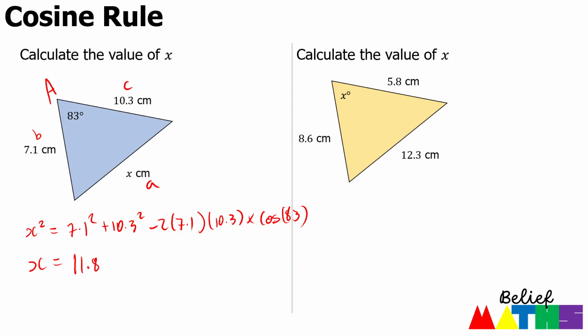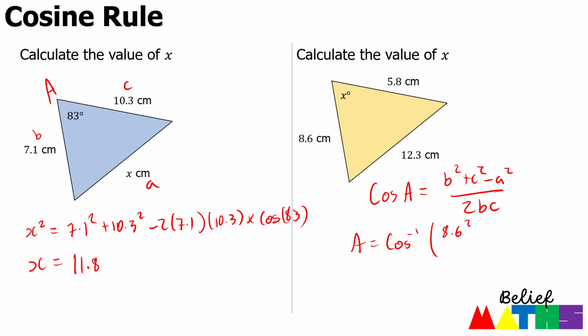Now when you're trying to find the angle, we can do that slightly differently. This formula isn't given, but it's a rearrangement of the other formula, and it just makes it slightly easier. So cos A is equal to b squared plus c squared minus a squared over 2bc. Once we sub into that formula and then find cos inverse of it, we end up with A is equal to cos inverse of 8.6 squared plus 5.8 squared minus 12.3 squared all over 2 times 8.6 times 5.8. And then in your calculator, that gives you an answer of 115.97 or 116 degrees. So we can say that's 116 degrees.